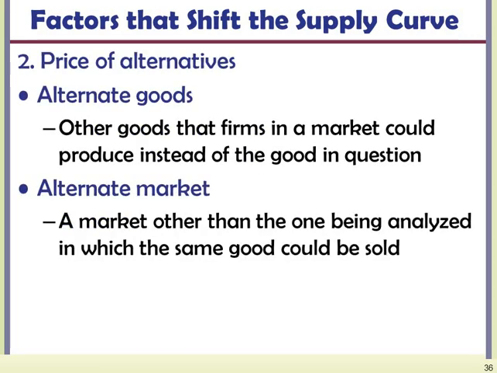Next is the price of alternatives. We have alternative goods and alternative markets. Alternative goods are other goods that a firm in the market could produce instead of the good in question. When we talk about alternatives, we are not just dealing with one good or one product. Meaning, we have substitutions. So, the first one is alternative goods.